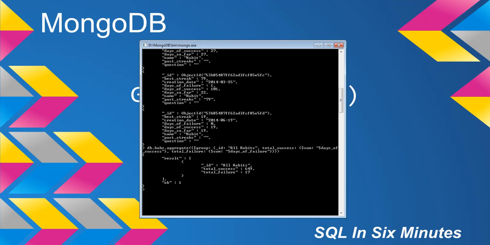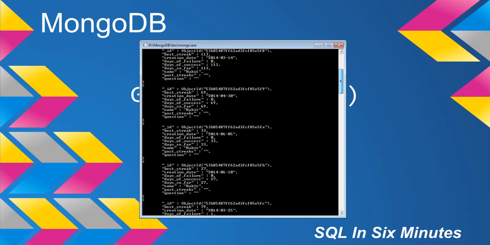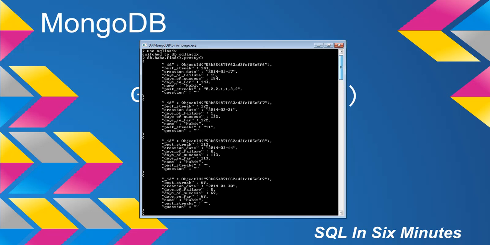And we see that we get the ID, all habits. We get the total number of success, which is 649. So there's 649 successes. And we get the total number of failure, which is 17. And the total, of course, would be the evil number 666, which means it's about a 96-97% success ratio.